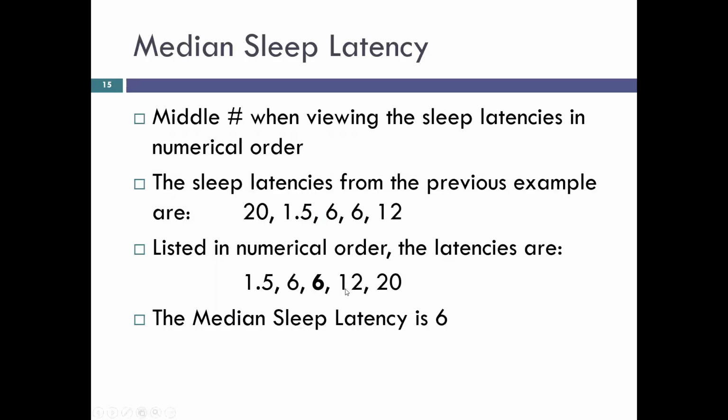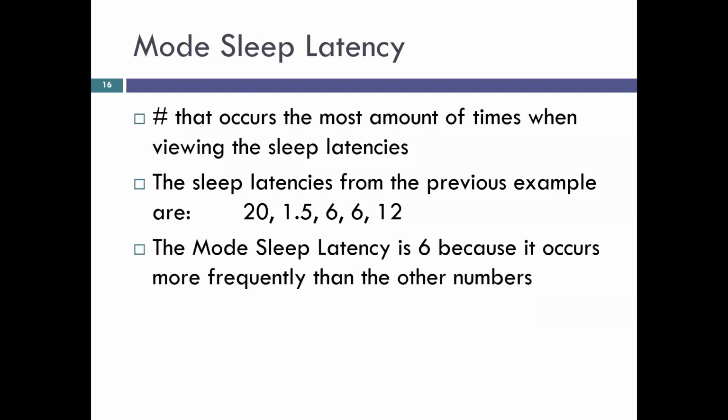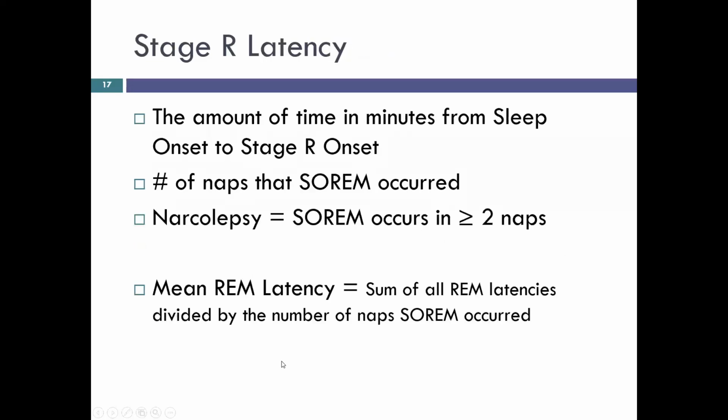Median is when you line them all up numerically, whichever number falls in the middle. Mode is if there's a number that occurs more frequently than the others. So if there's one that repeated itself. I don't know why they need this. REM latency is the average amount of time that they got into REM.